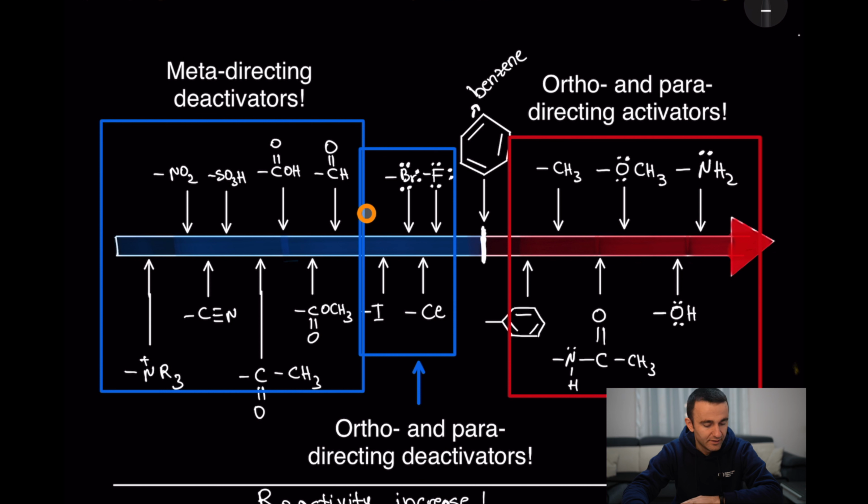I will explain that. As for the nitro group, sulfonic group, carboxylic group, aldehyde group, cyanide group, carbonyl group, ester group, all those are meta directing deactivators. As you can see, reactivity increases from left to right. You can feel free to make a screenshot of this scheme. It's helpful to predict the position on the aromatic ring of the second substituent.